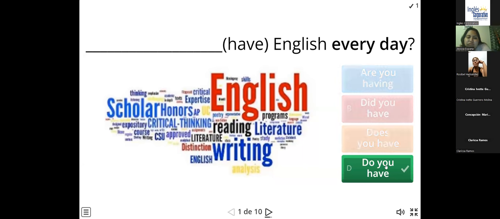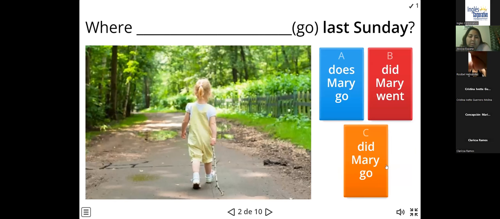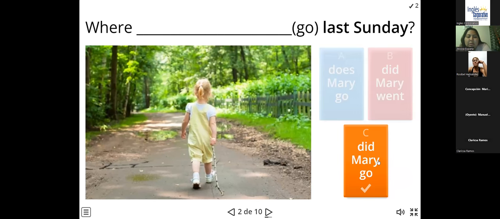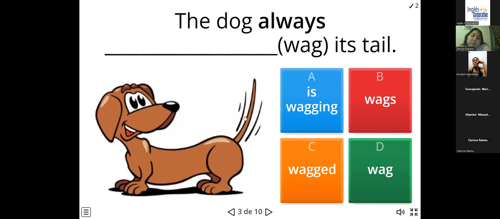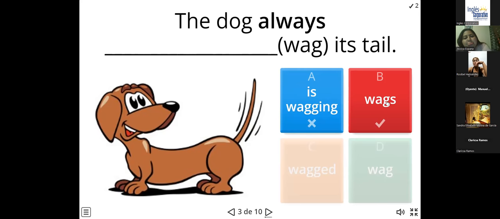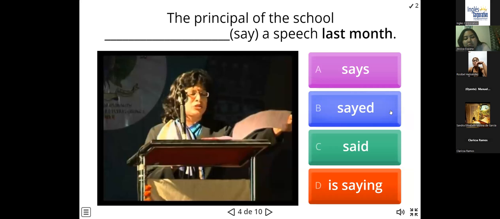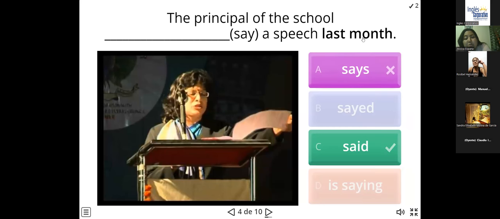Excellent. Simple present. Did Mary go? Did Mary go? Okay. The dog always wags. Wags. It's a routine. Says? Last month. Simple past. Said.